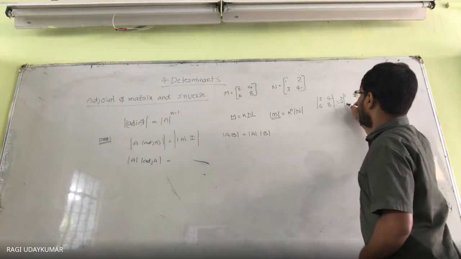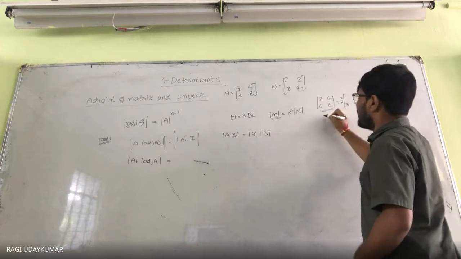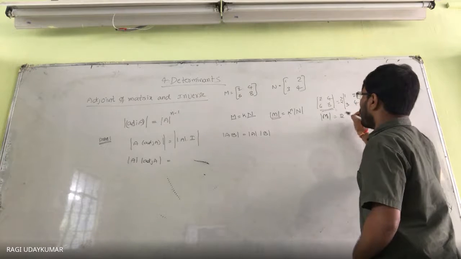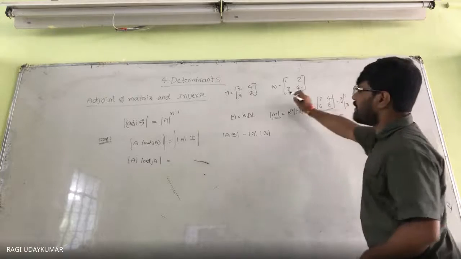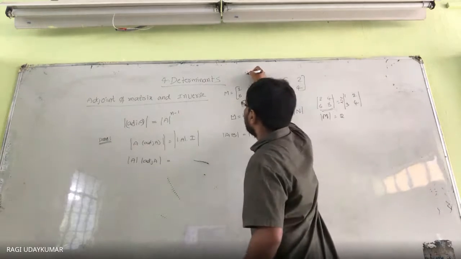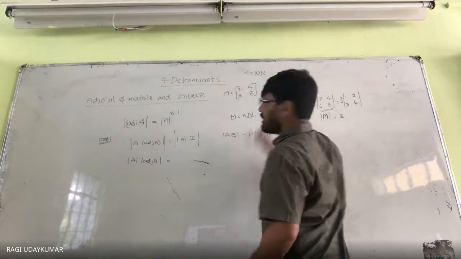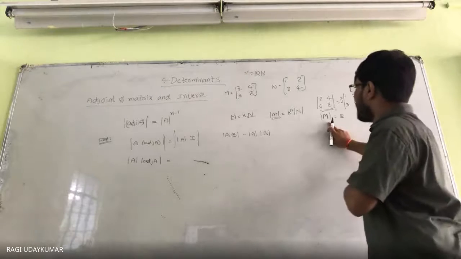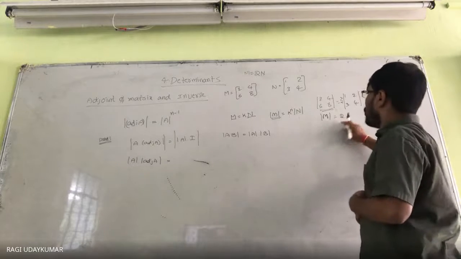Then we get the determinant of 1, 2, 3, 4, which is N. Here M is N multiplied by the constant 2. From these two matrices, M is equal to 2 into N. So the determinant of M is equal to 2 squared times the determinant of N.